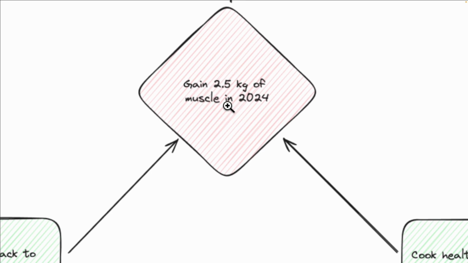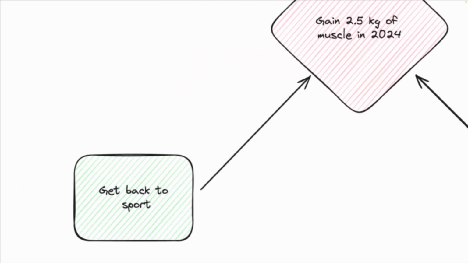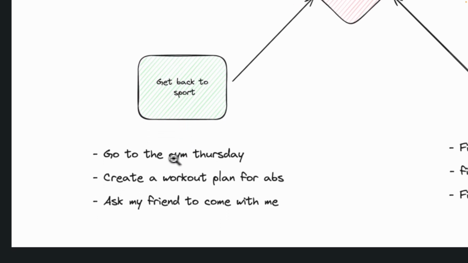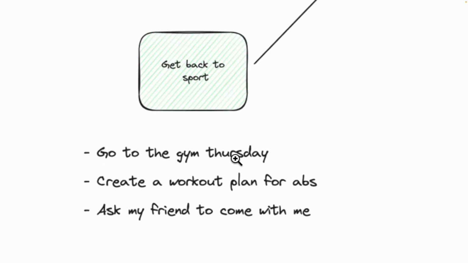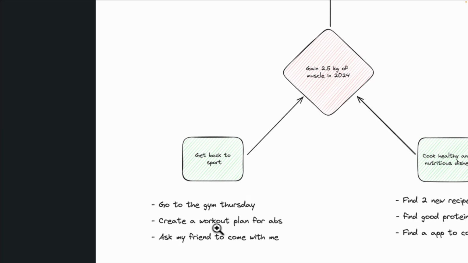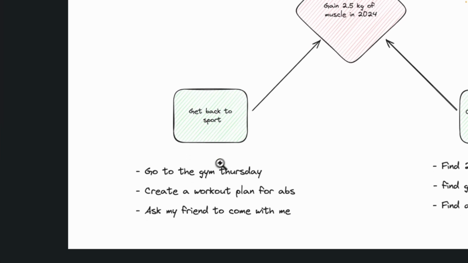Our goal is to gain 2.5 kilograms of muscle in 2024. For that, we want to get back to sport. This is our project one. We need to go to the gym on the first day, create a workout routine, and ask friends to come with me. So this is one project, with a few tasks.